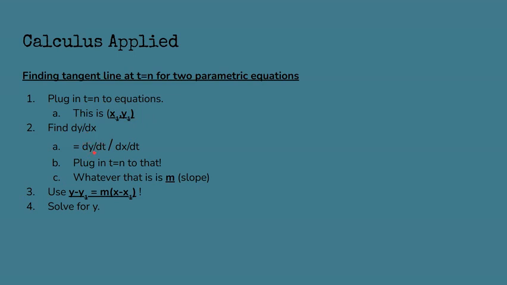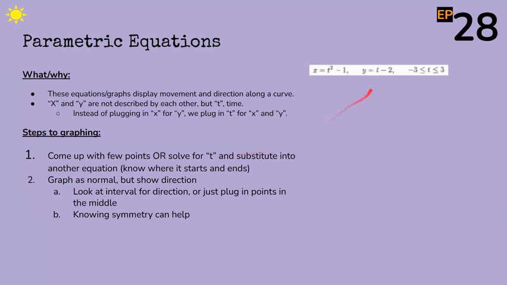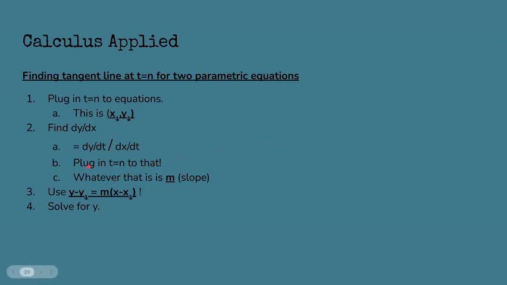And then the formula for that is actually going to be the derivative of the y equation divided by the derivative of the x equation. So if it was like these, derivative of that divided by derivative of that. And then plug in the t equals whatever for t. And then after you plug in that, the number that you get is your m. You plug that into this equation, and then you solve for y, and that gives you your equation. Solving for y is really easy because you just add that to the other side.